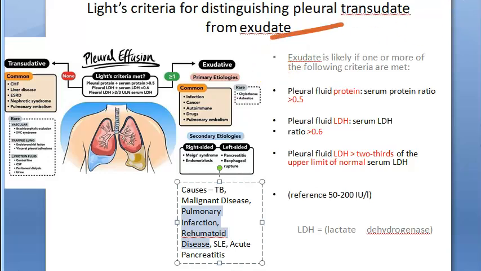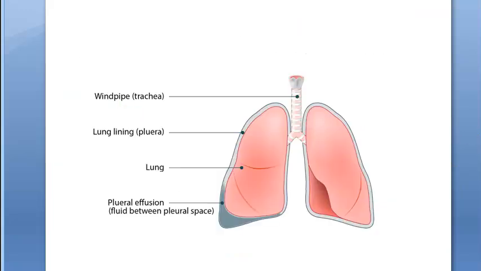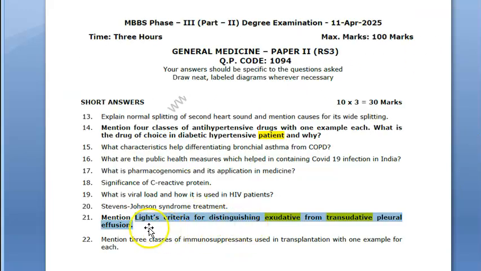Why will there be transudative? You remember the main cause is heart failure. Heart failure is the main cause you can remember for transudative. So what is the cause for transudative that you should write? Cardiac failure. Very good. So will you be able to get marks for this question, guys? Mention Light's criteria for distinguishing exudative from transudative pleural effusion.